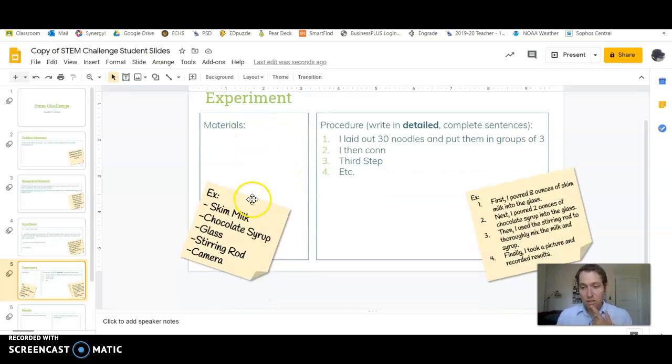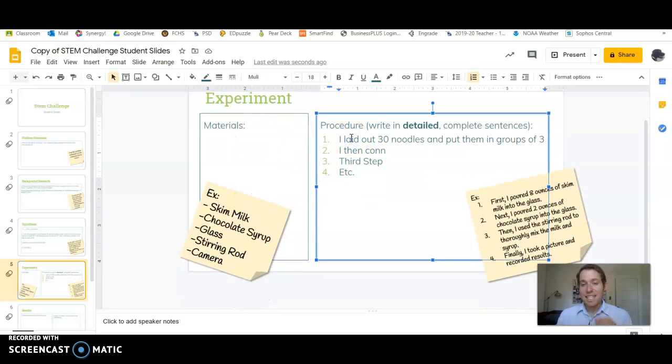List all the materials, and then you need to have a detailed procedure, which is essentially, if someone were to do it, they could use your procedure to do exactly what you did. I laid out 30 noodles, put them in groups of 3, then connected them together. Maybe used tape, maybe used whatever. It's up to you. You can use whatever materials you want to complete the challenge.